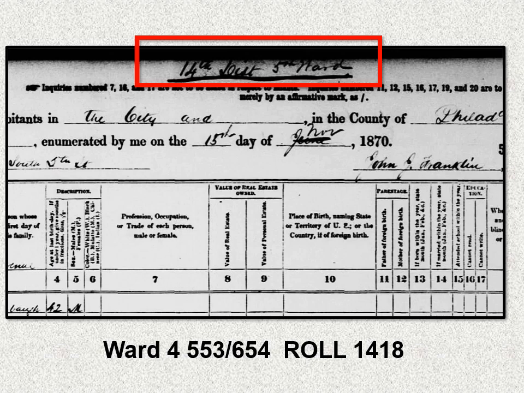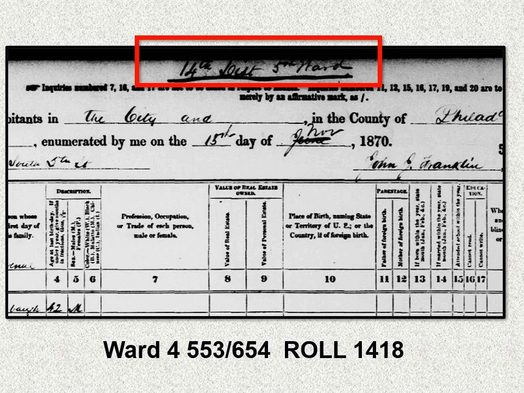There's only one Ward AM. So here is Franklin's Ward AM. He's the assistant marshal. And on the top he says that I'm doing the 14th district, the 5th ward. That's at the end of Ward 4 roll 1418. So there's an extra piece of this particular roll that shouldn't be there.